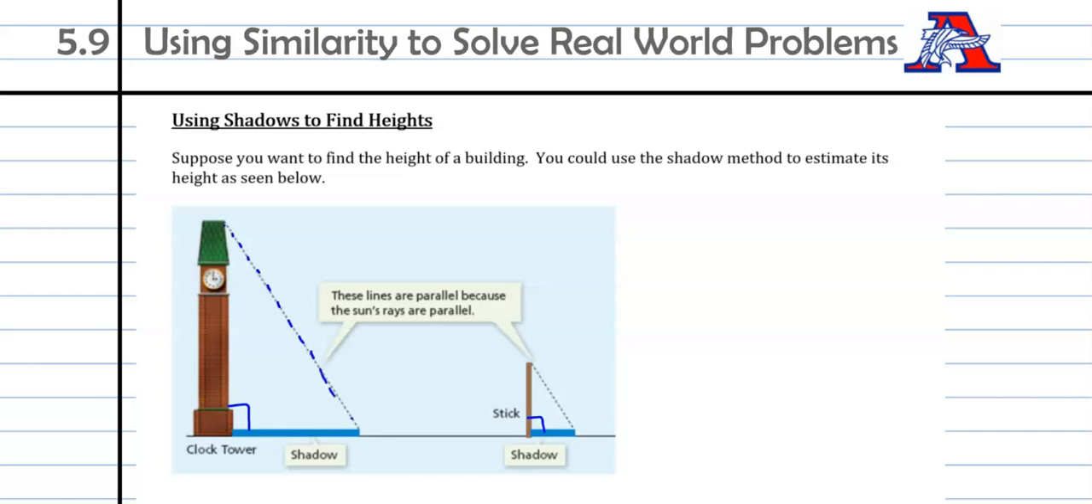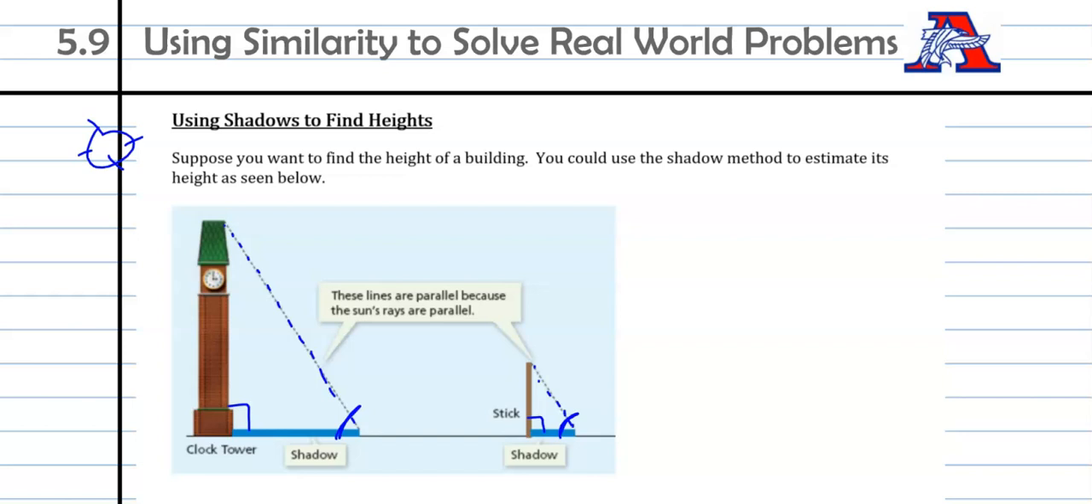So this line and this line, they're parallel because the sun's rays are coming down on each of these things at the same angle. So basically, this angle here and this angle here are going to be the same because the sun is up here somewhere and it's shining down at the same angle on each of those objects.